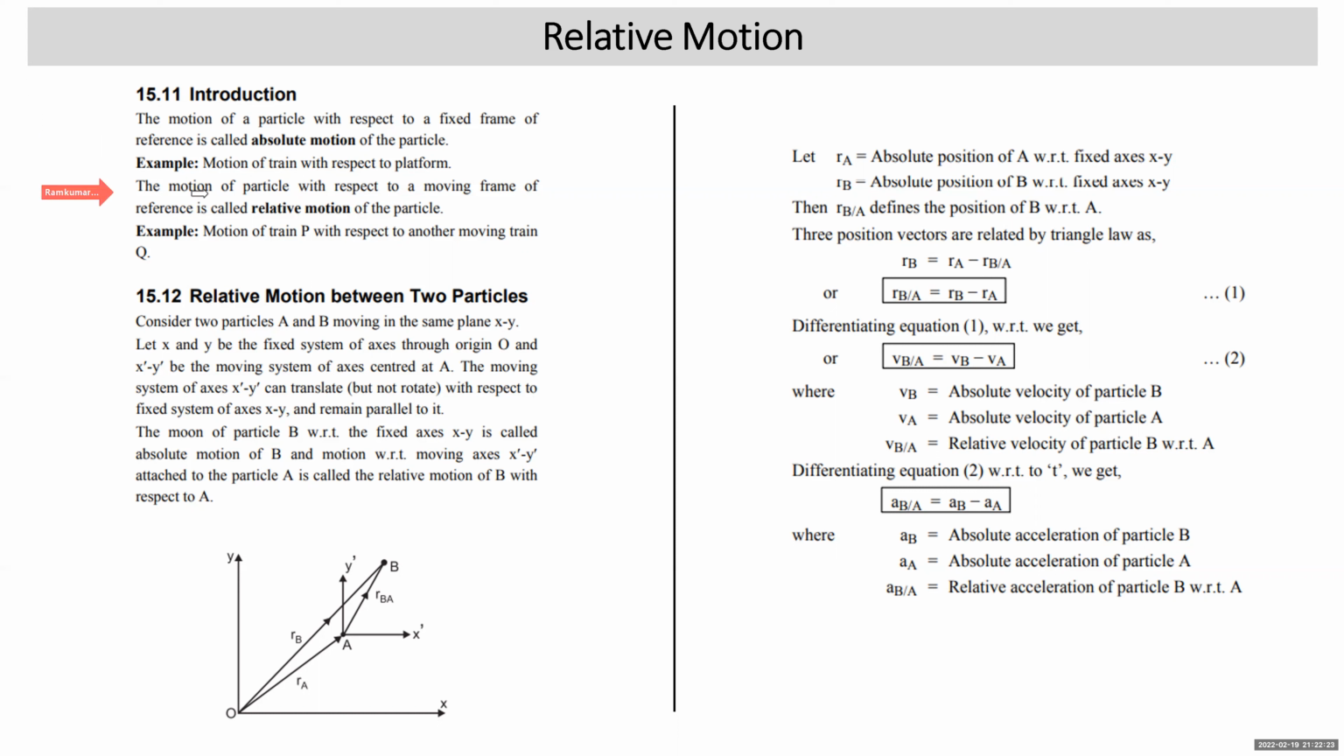Whereas motion of the particle with respect to a moving frame of reference is called relative motion, like motion of train P with respect to another moving train Q.